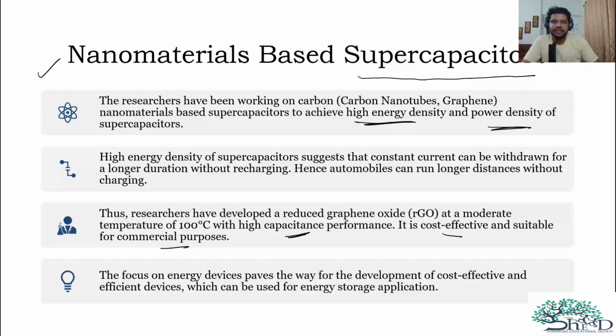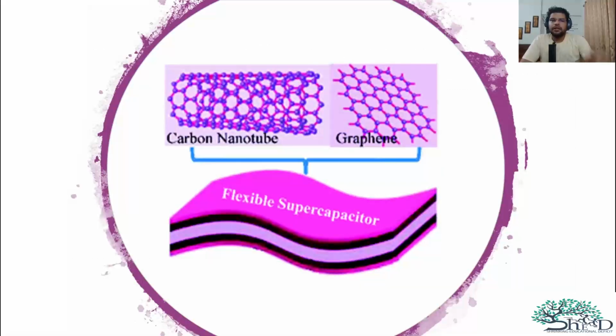So basically, a supercapacitor has been built with the help of nanotechnology. All right. So basically, we need to focus on cost effective and efficient devices which can be used for energy storage application. So I have given you the example, I've told you why we are doing this. All right. So this is how it will look. Carbon nanotube graphene is used to create a flexible supercapacitor. Again, we don't need to understand the technical know-how of it. We just need to understand that it works. There is something like this and it will be used to store energy.